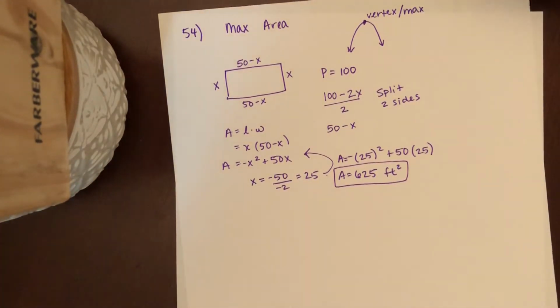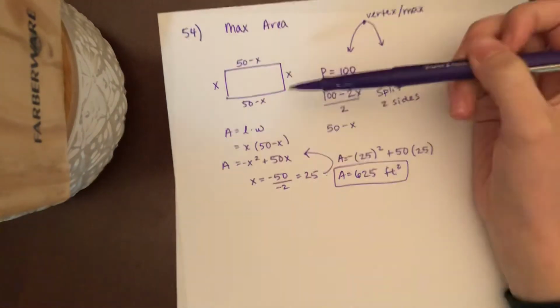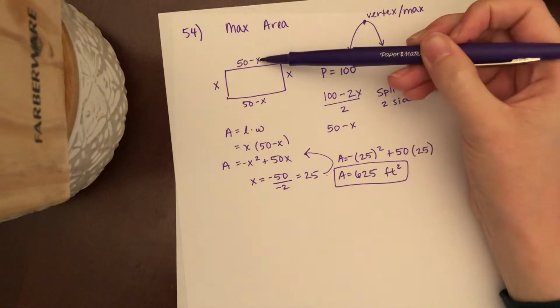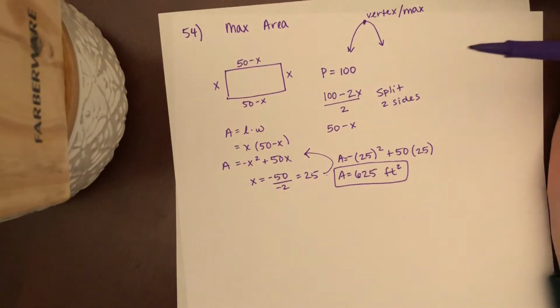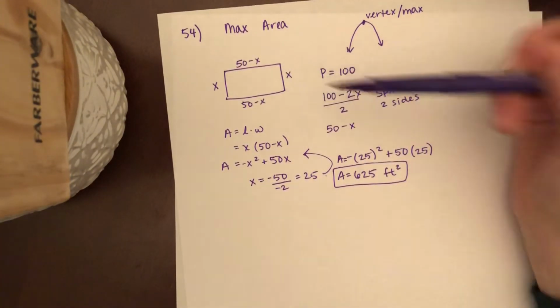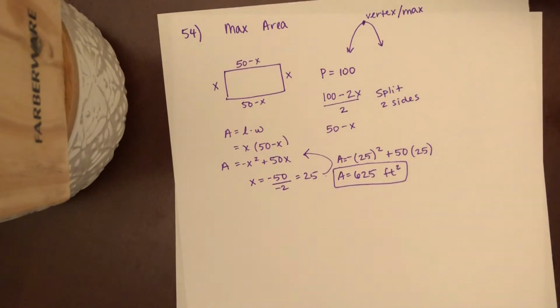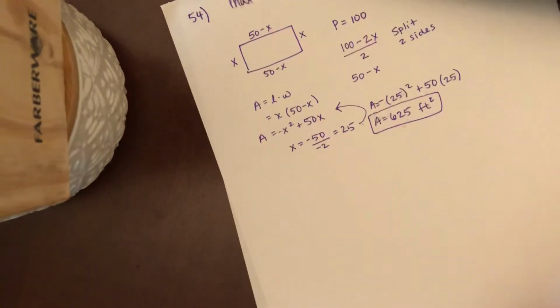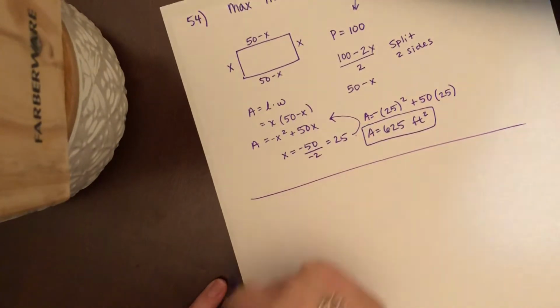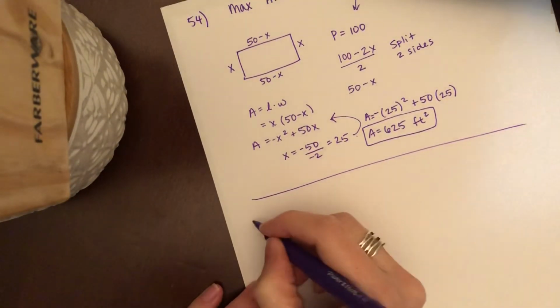So if you are looking for the dimensions, we know that this one is 25, and if you plugged it in here, it'd be 25 by 25. So anytime you're building this from scratch, a square is actually always going to have the maximum area. Just a fun fact. Okay, next one, we're doing 58.